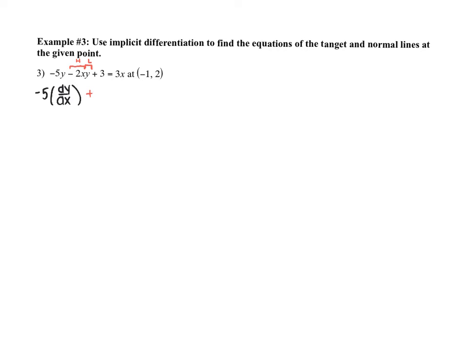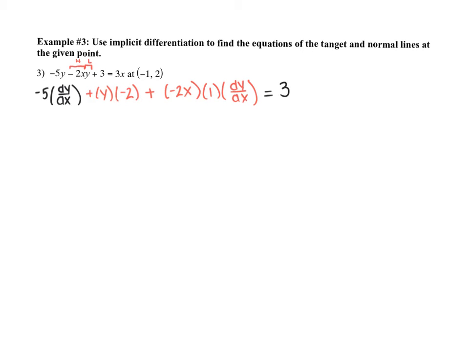Low is first, so y, so low d high, the derivative of negative 2x is just negative 2. So that's low d high plus high, which is negative 2x, and the derivative of low, the derivative of y, is just 1. But I took a derivative of y, so I need a dy/dx. And then the derivative of 3, a constant, is 0, so I don't need to write that. And the derivative of 3x is just 3.